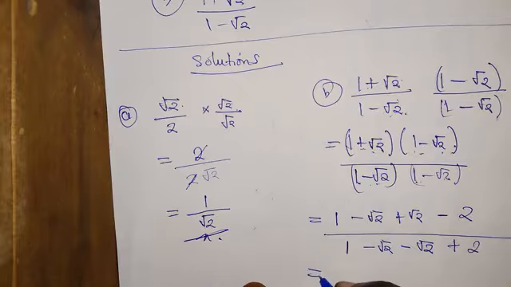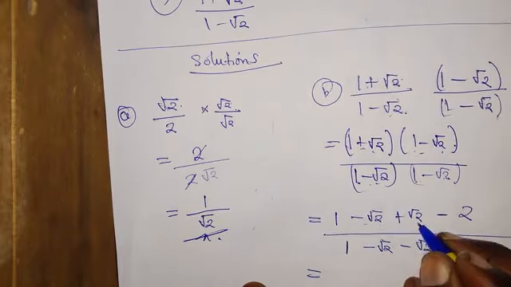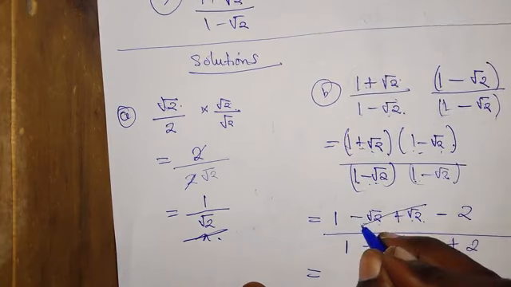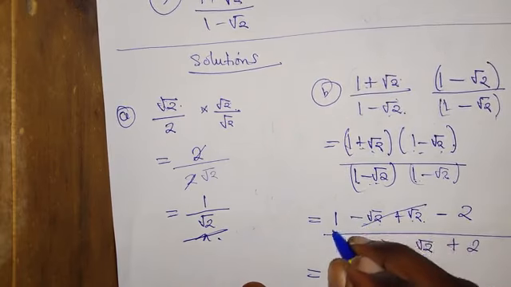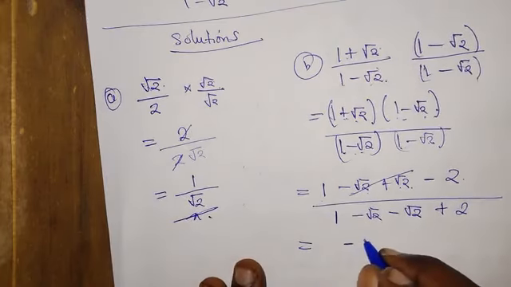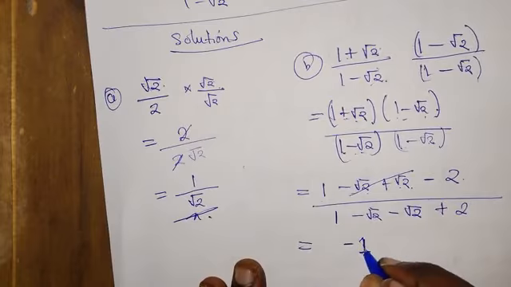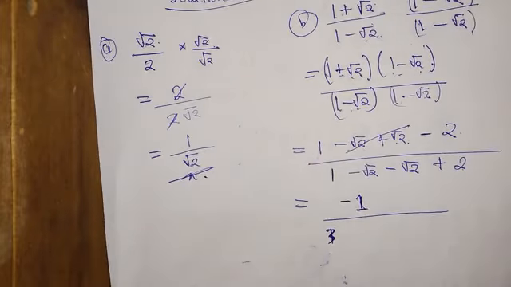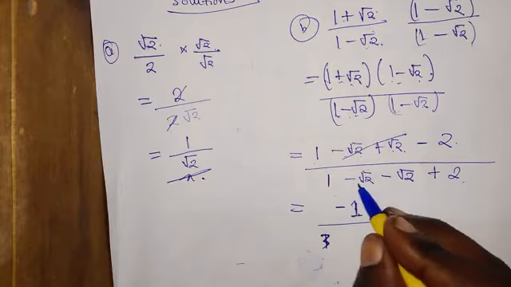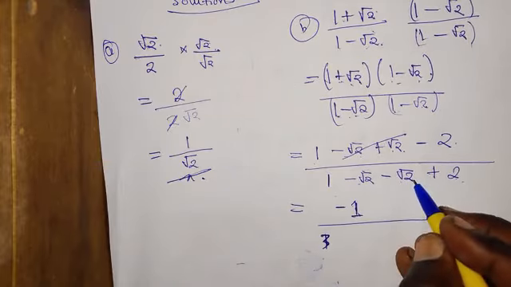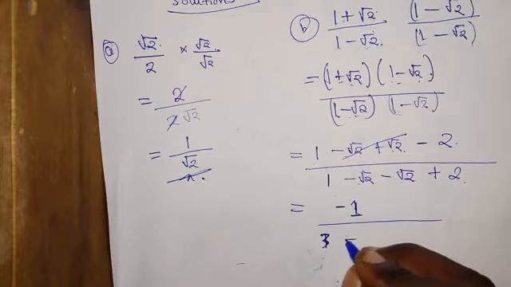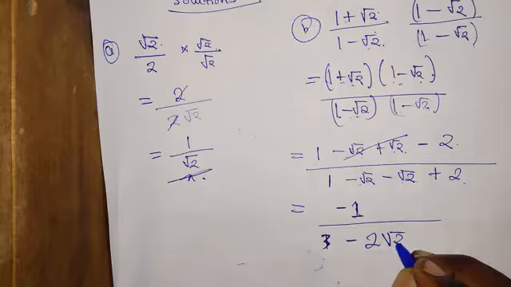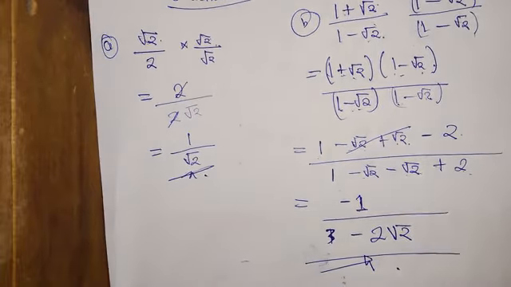Like terms and simplification: negative root 2 plus root 2, what are you going to have? This is a 0. Then you're just going to end up with 1 minus 2, which is negative 1, over 1 plus 2, which is a 3. These are like terms. Negative root 2 minus root 2 is basically negative 2 root 2 as your answer.